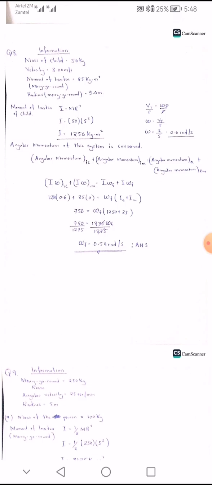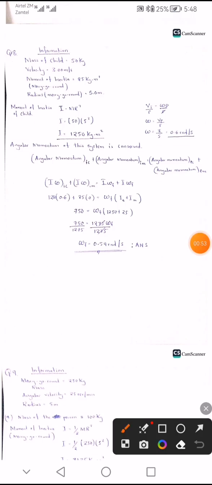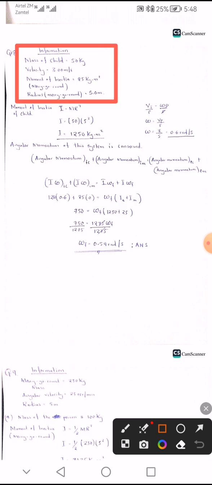Based on what we have read, there are quite a number of things that we can see from there, and this here is some of the information that we have written down. The mass of the child is 50 kg. The velocity of the child is 3.0 meters per second. The moment of inertia of the merry-go-round is 25 kg meter squared. And the radius of the merry-go-round is 5.0 meters.